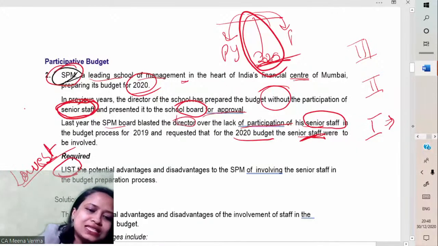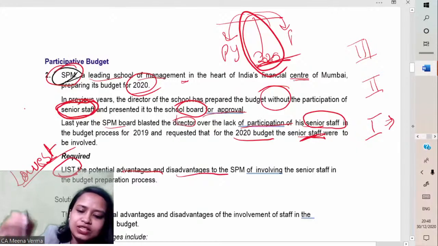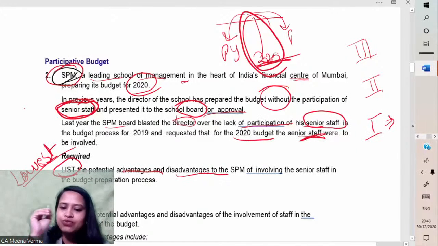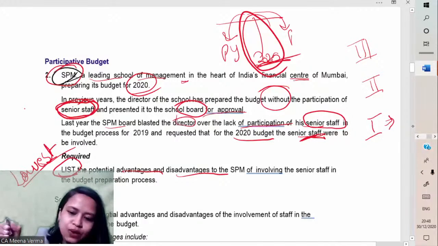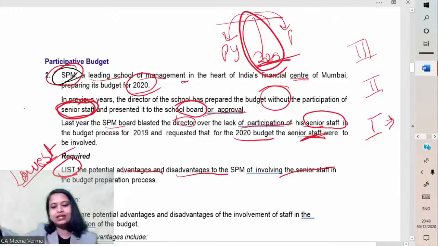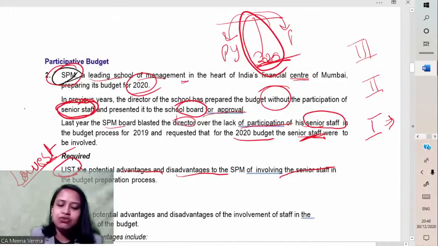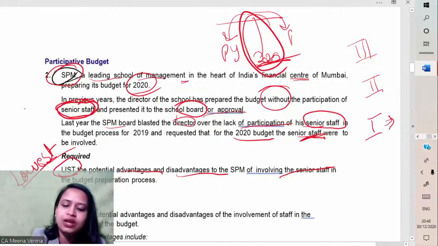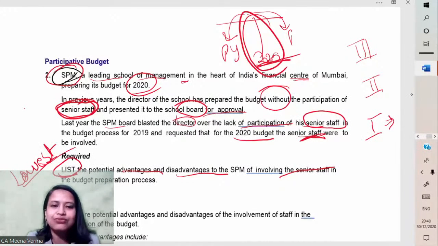What is the question? List the potential advantages and disadvantages. You just have to write. You have to prepare a list of the advantages and the disadvantages of involving the senior management in the preparation of the budget. This question is a direct question. What are the advantages if you include the senior staff while preparing the budget? Similarly, what are the disadvantages? So you have to write it.